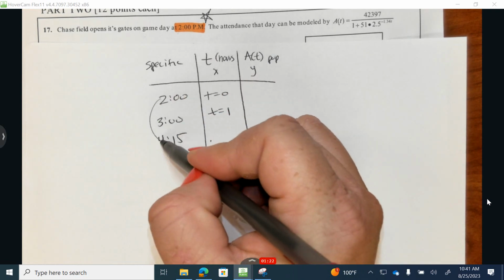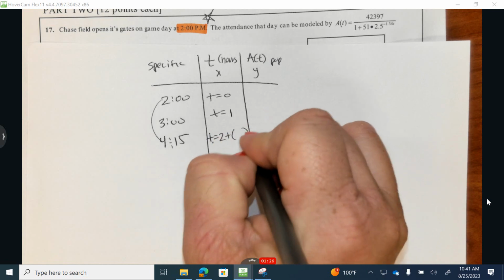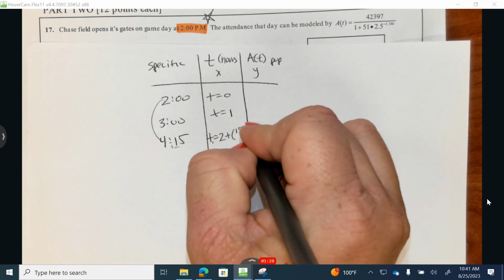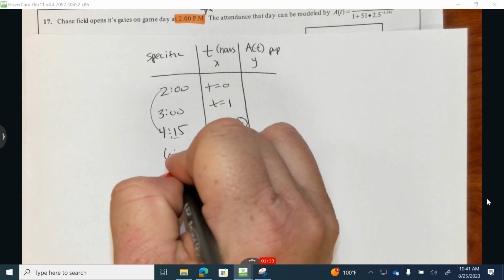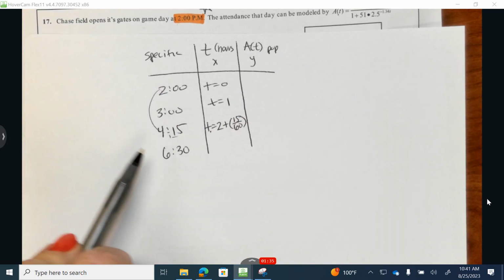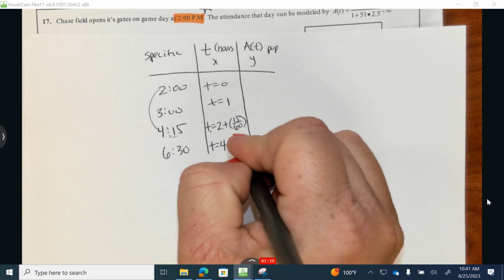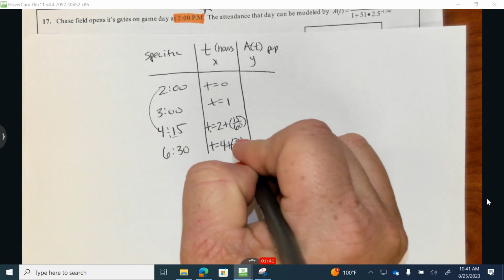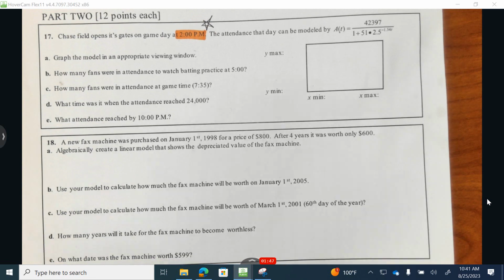Well, the difference in time from 2 o'clock to 4 o'clock is 2 hours, and there's additional how many minutes? 15 minutes, and how many minutes are in an hour? 60. If I said to you 6:30, from 2 to 6 is a difference of 4 hours, there's an additional 30 minutes, and there's 60 minutes in an hour. Now let's use that information to come back here and to answer these questions.